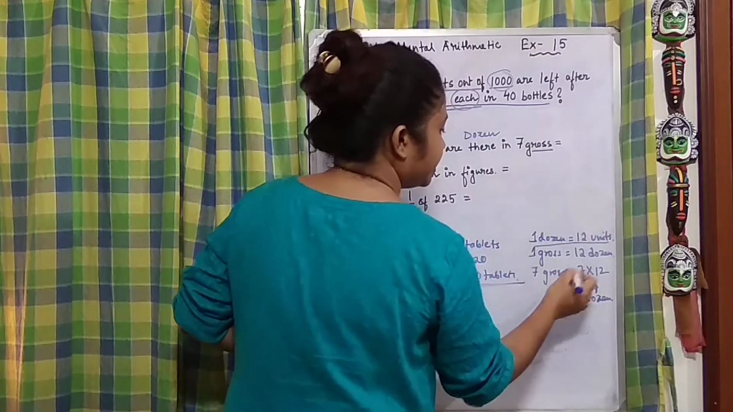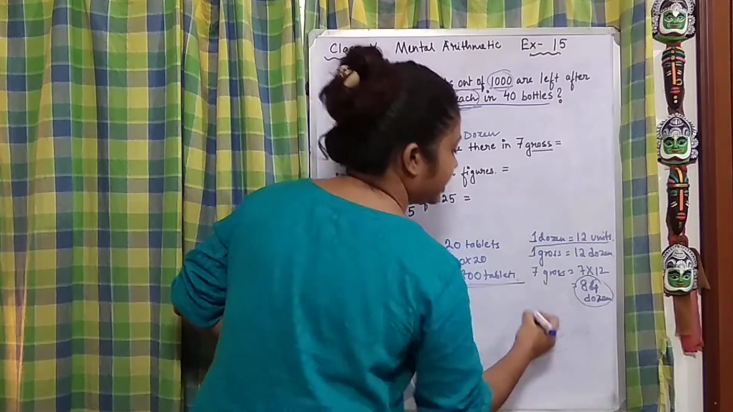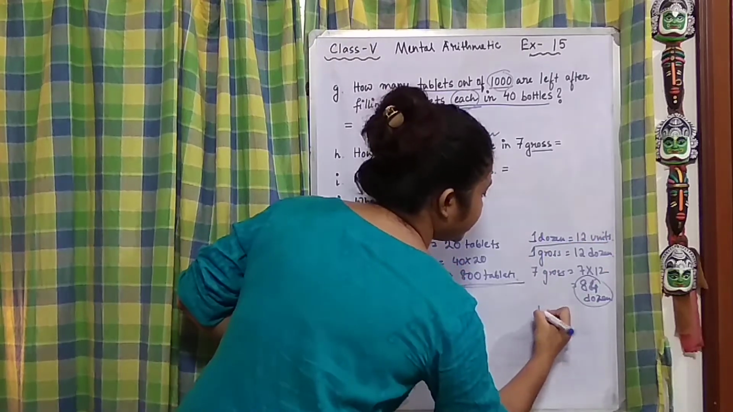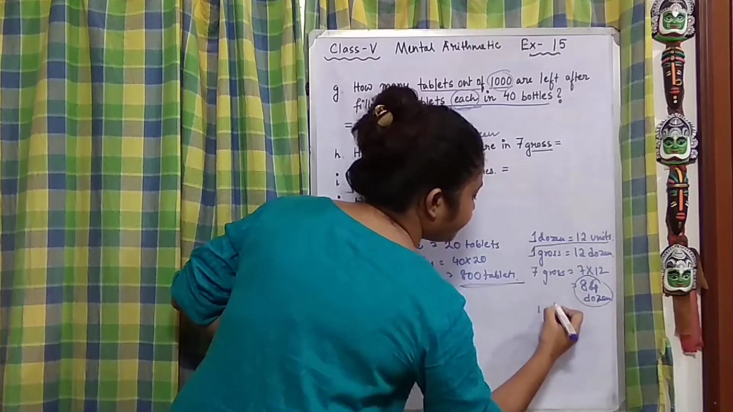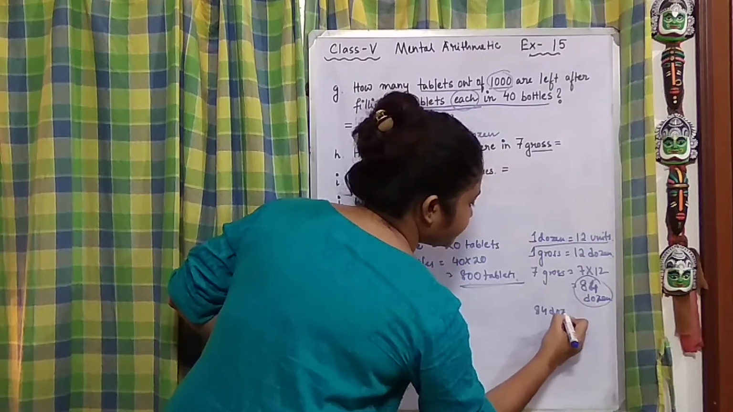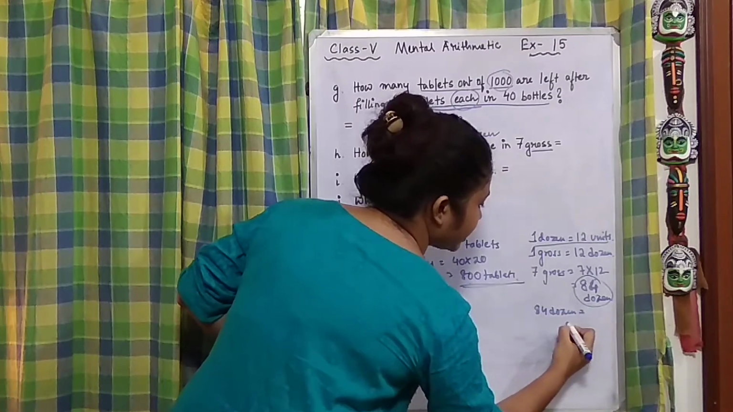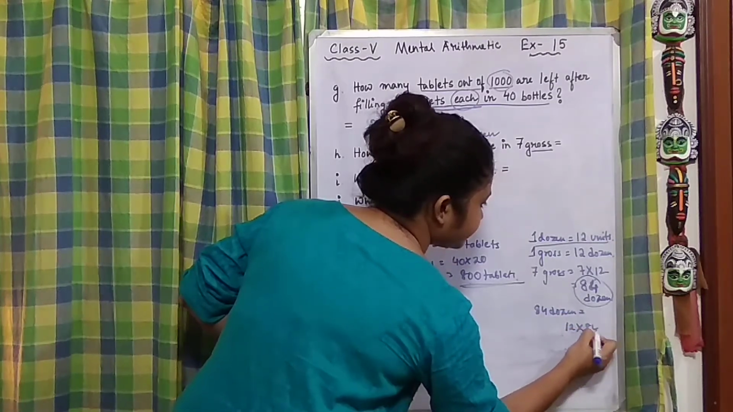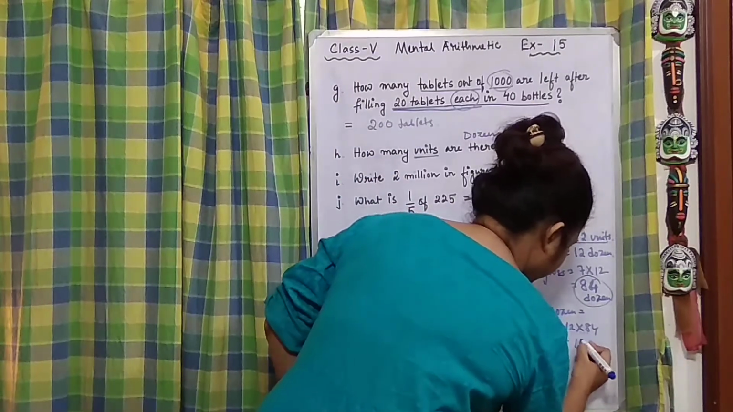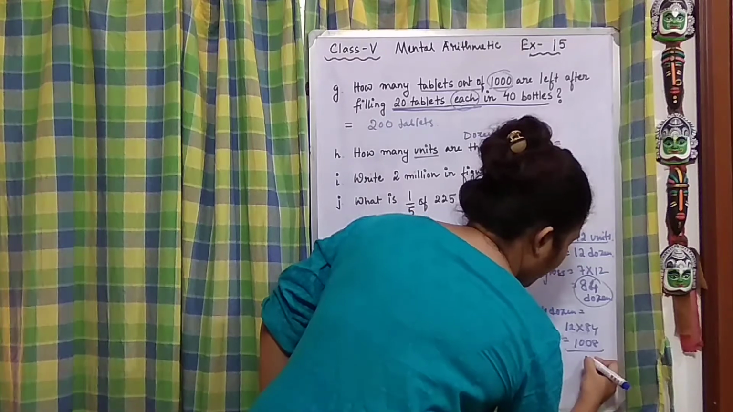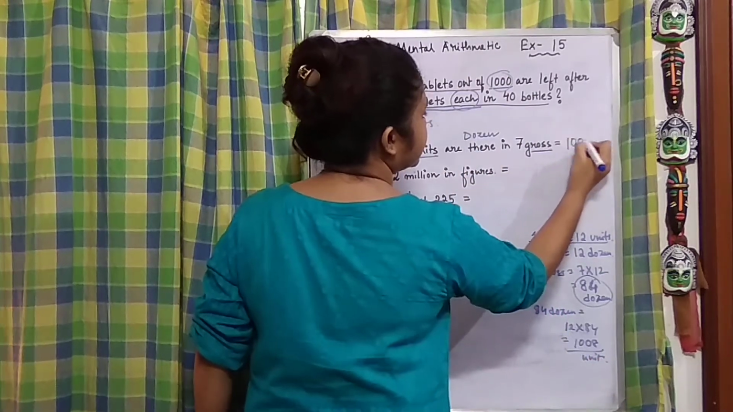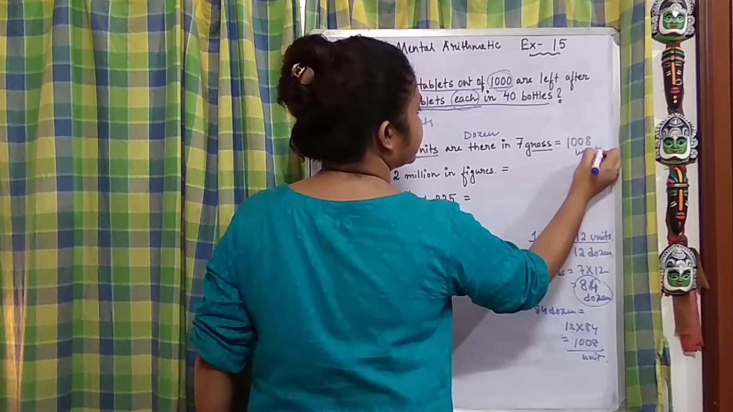Now, after that, how many dozen did we get? Now, 1 dozen equals 12 units. So here, if 1 dozen equals 12 units, 84 dozen equals 12 into 84. So what is the number we are getting? Eventually we'll get a number of 1008 units. So the answer is 1008 units.